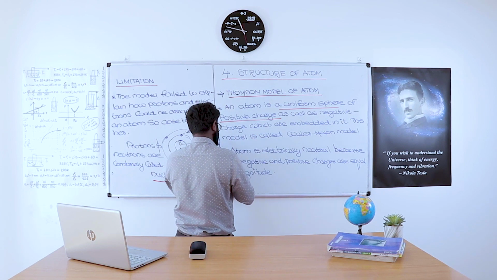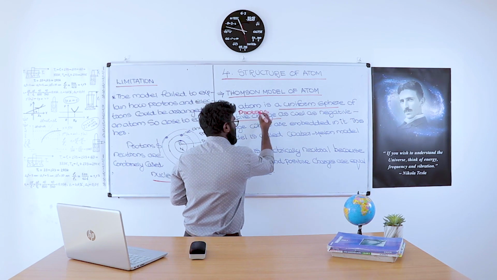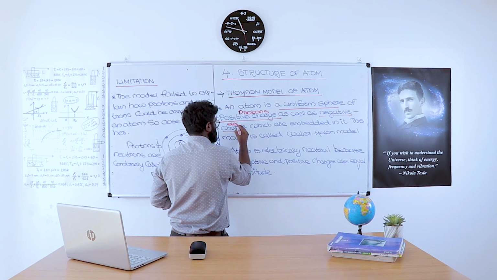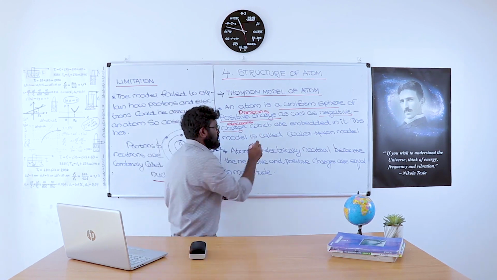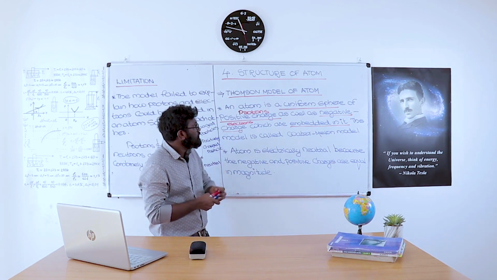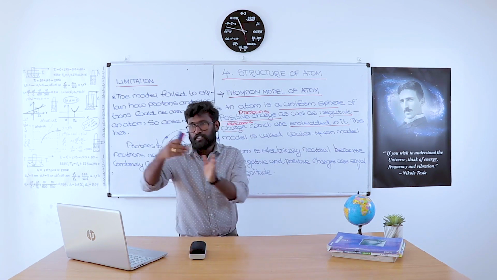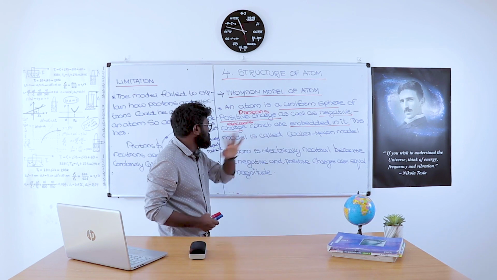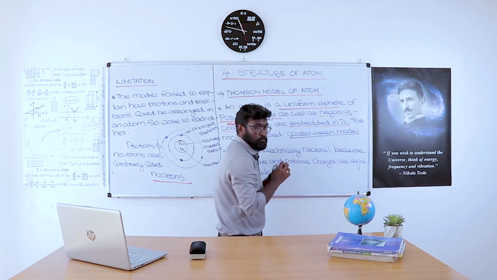This positive charge comes from protons, as well as negative charge. Where does this negative charge come from? It comes from electrons, which are embedded in it, which are inside it. So atoms consist of protons and electrons, and protons are positively charged particles and electrons are negatively charged particles, which are inside the atom. This model is called the watermelon model, or otherwise we can say the plum pudding model.